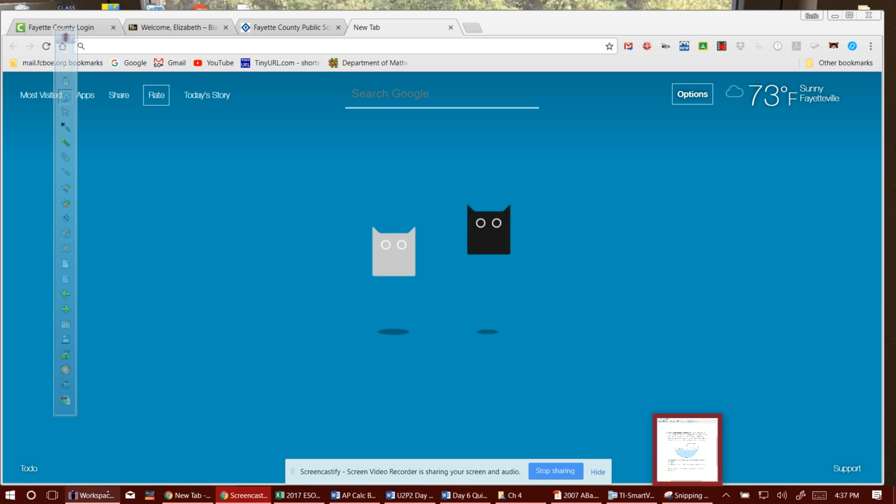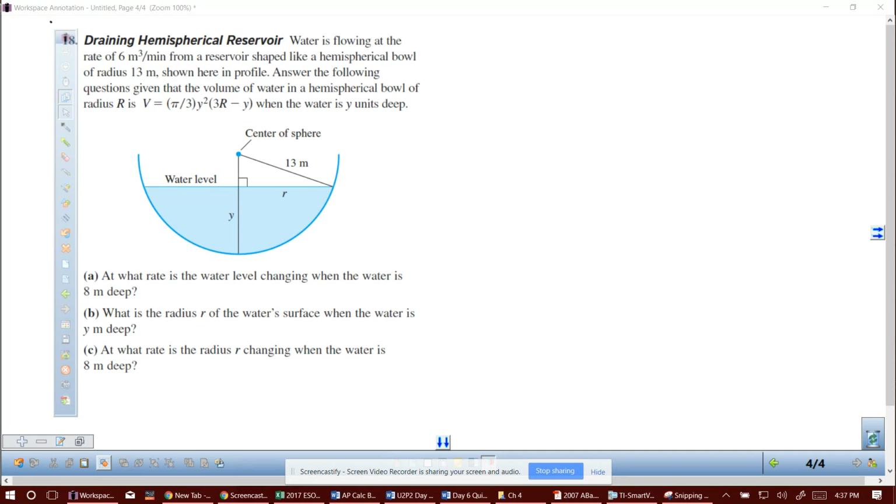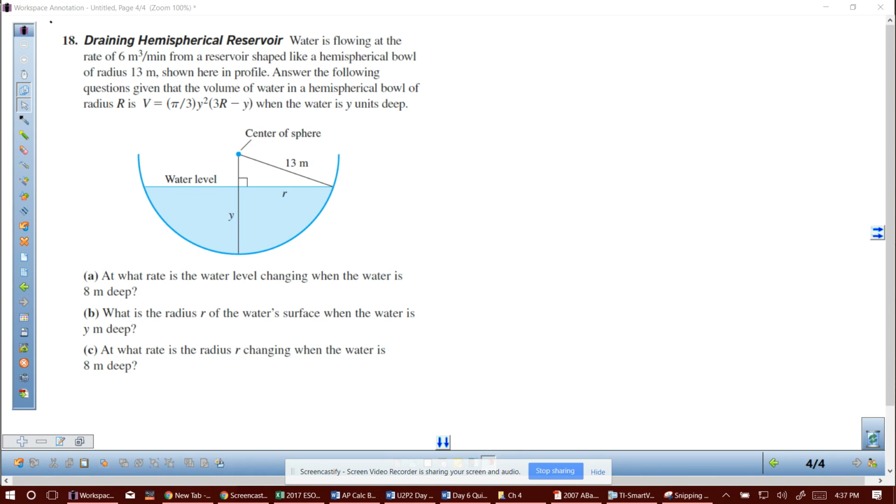I wanted to work out that question you asked me for in class that I didn't get to finish. So we're going to look at number 18 from page 252. All right, so first off, let's see what they tell me.